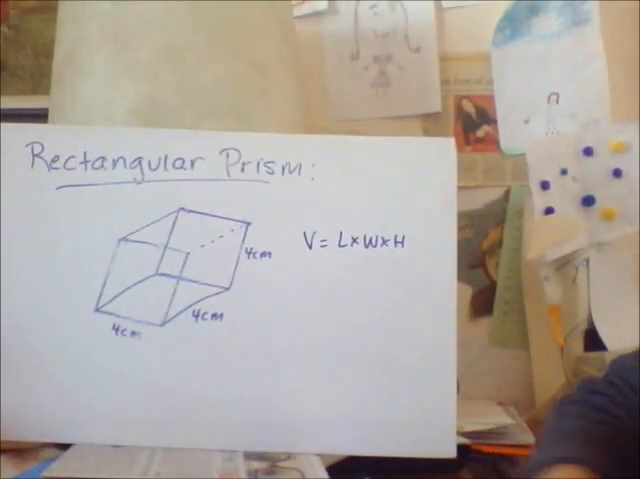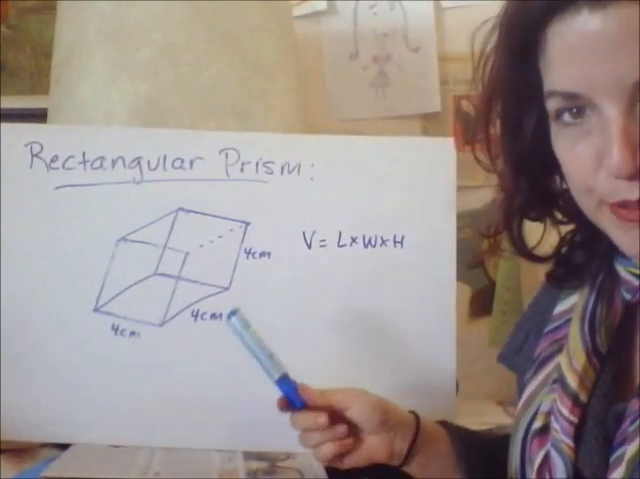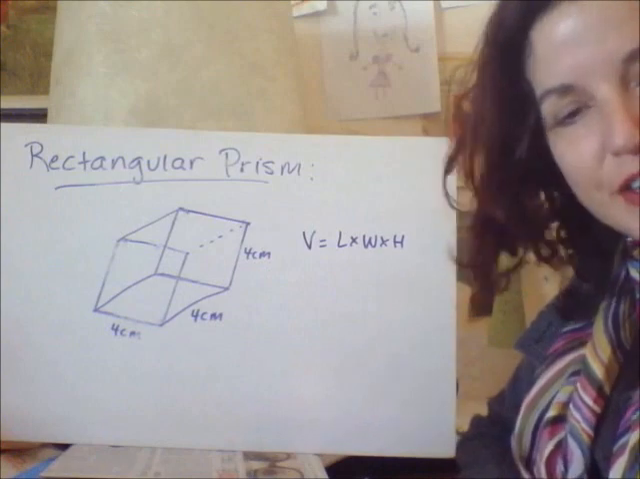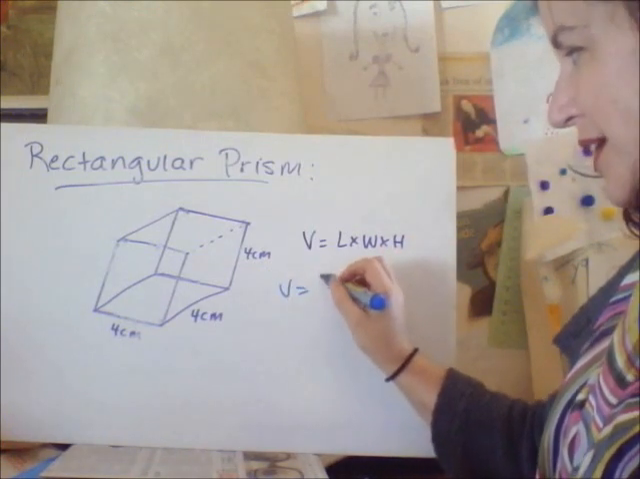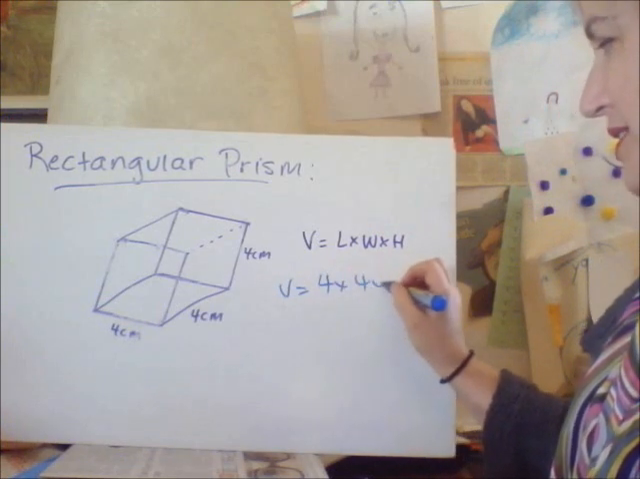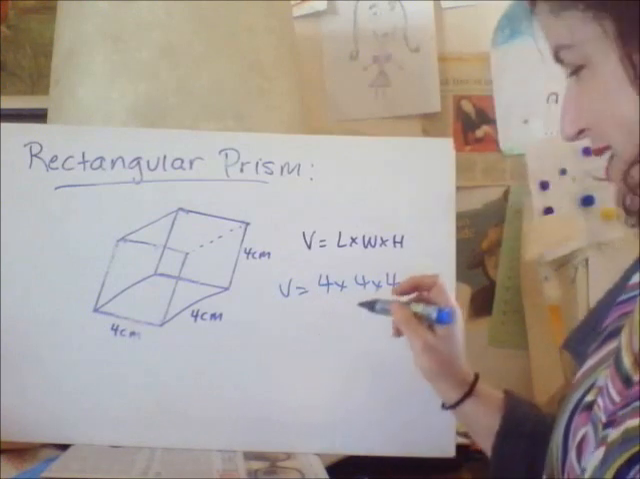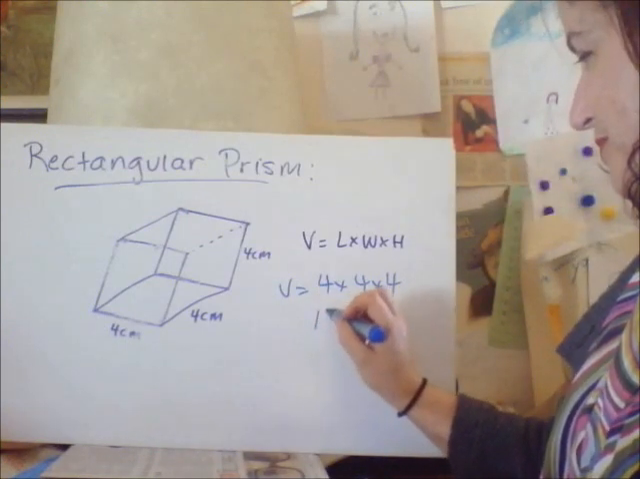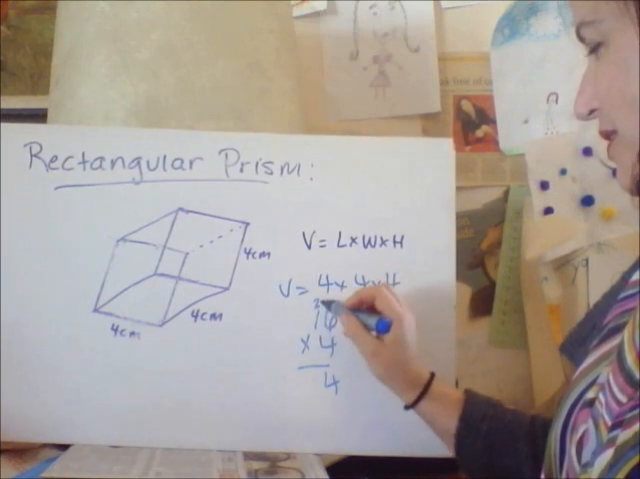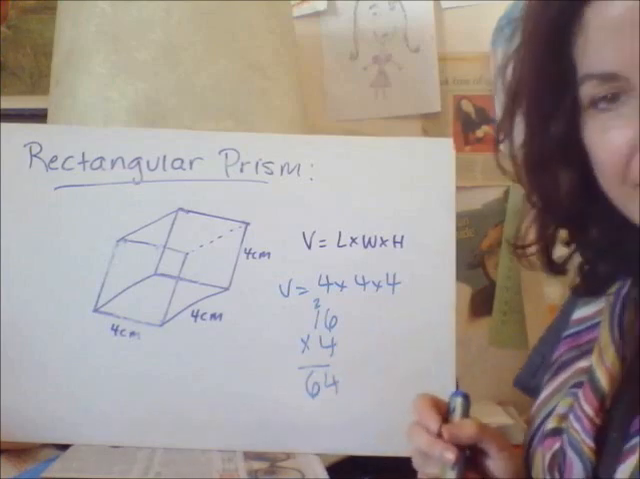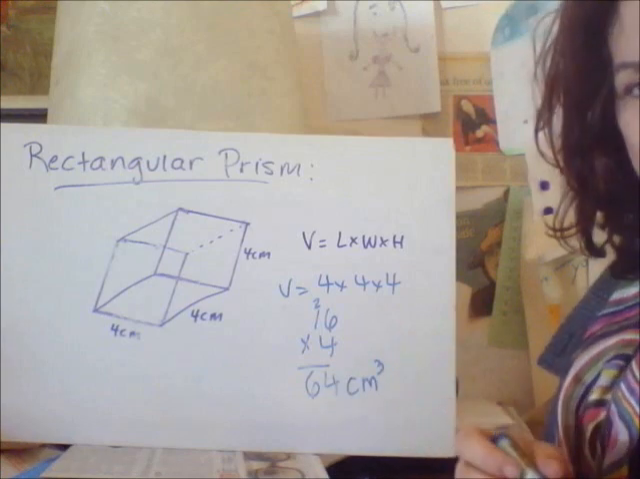So for example, we've got a cube right here. This cube is 4 centimeters by 4 centimeters by 4 centimeters. So it's just very, very simple. All you're going to do is plug 4 into each of those numbers. So the volume is going to equal length times width times height. So 4 times 4 is 16 times 4 is 64. So the volume of that cube is 64 cubic centimeters.